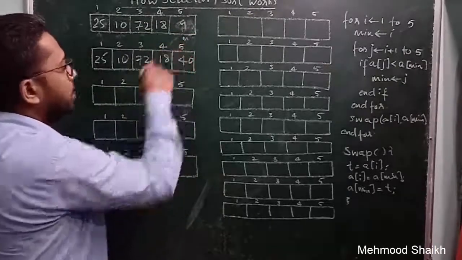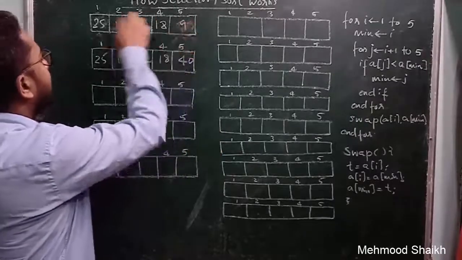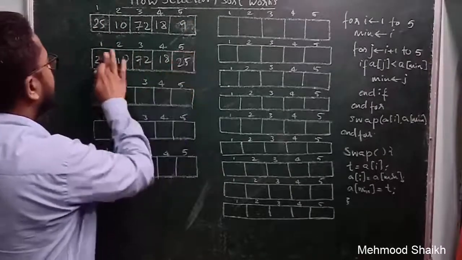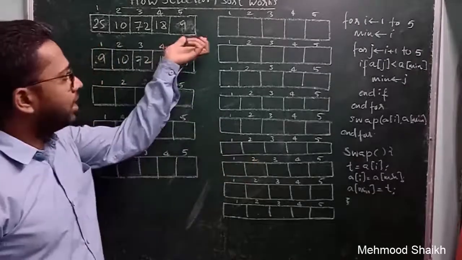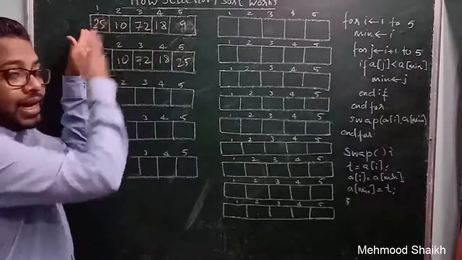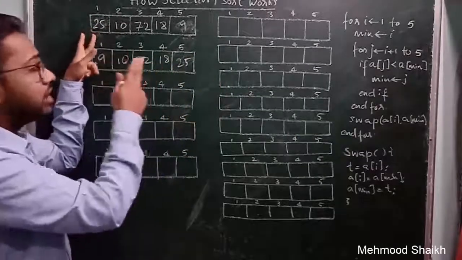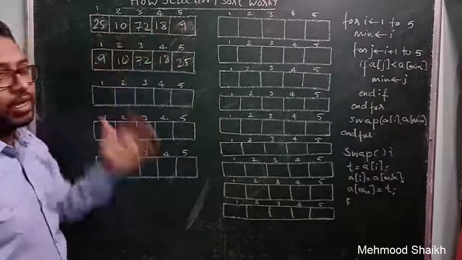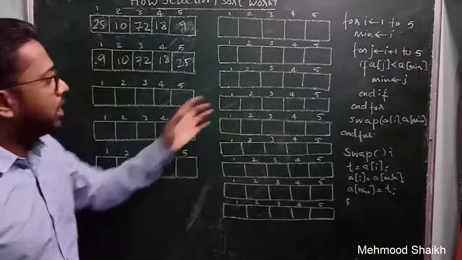When we find the smallest element in the list, we swap this 9 with 25. We put 25 here and we put 9 here. Whenever we find the smallest element in the list, we swap that smallest element with the element from where we had started searching for the smallest element. This is the place where we had started searching, that's why we make a swap between the smallest element and this element. I'm sure you have understood. The same process we will follow by using this algorithm.